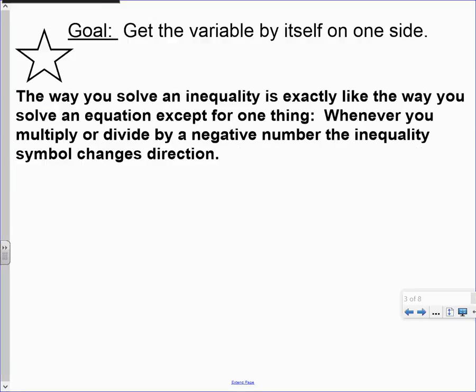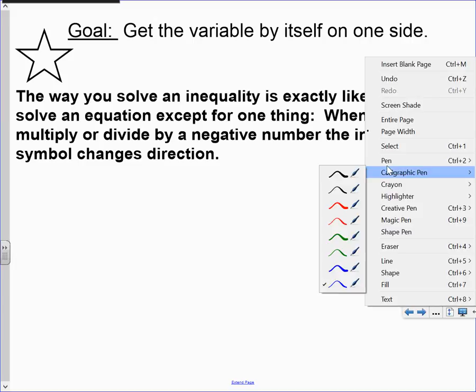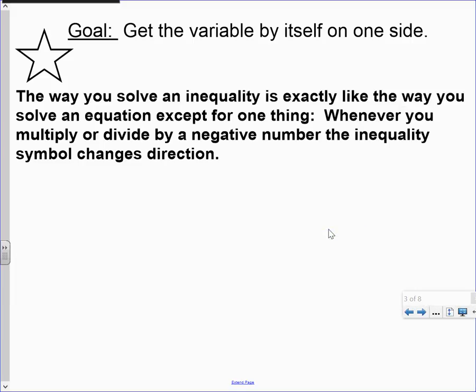So the goal of every inequality is to get the variable by itself on one side, just like equations. That's the goal. Remember Ronaldo. But there's only one thing that we got to remember about inequalities that's a little bit different. One slight difference.